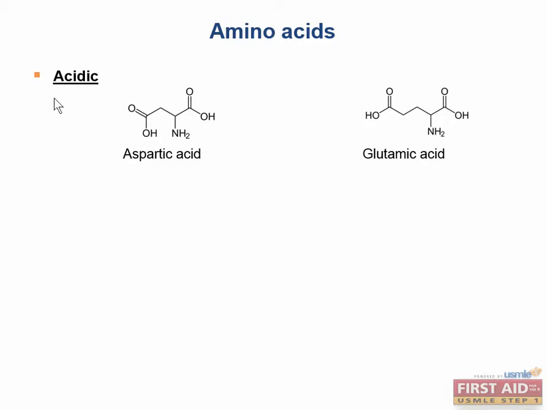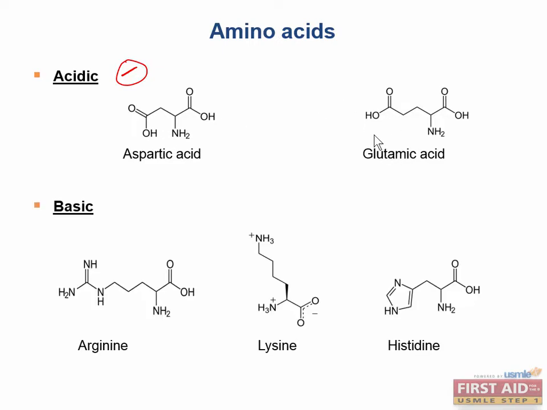We also have acidic amino acids, which have a negative charge at physiologic pH. There are only two acidic amino acids, which include aspartate and glutamate. The alternate names for these are aspartic acid and glutamic acid. The basic amino acids, which are usually positively charged at physiologic pH, include arginine, lysine, and histidine. Arginine is the most basic, and histidine doesn't actually have a positive charge at physiologic pH.